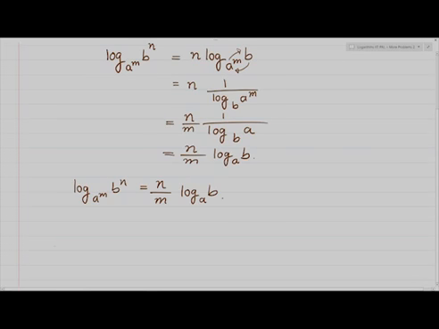So in this problem I am asking a question: log to the base a raised to m of x raised to m is equal to what? If you look at this formula carefully, I am just replacing n by m and b by x, and if I apply this formula, then this should be equal to m upon m log to the base a of x, which is equal to log to the base a of x, and this is true for all m.